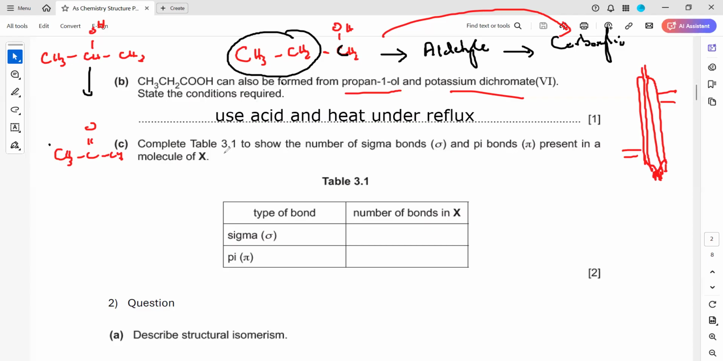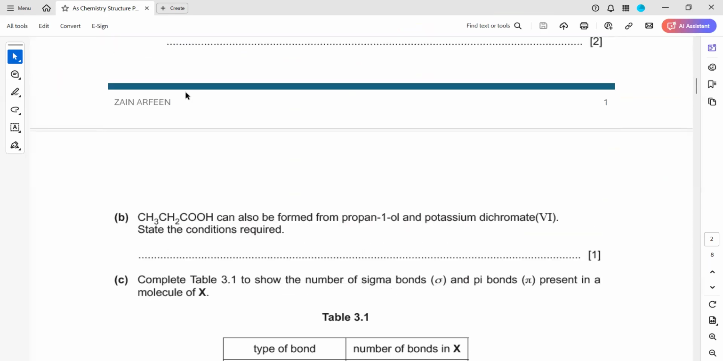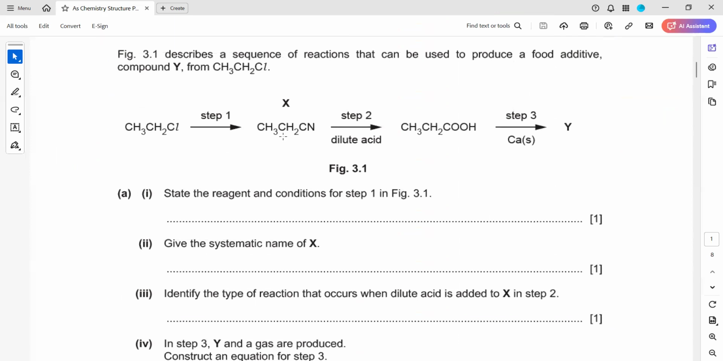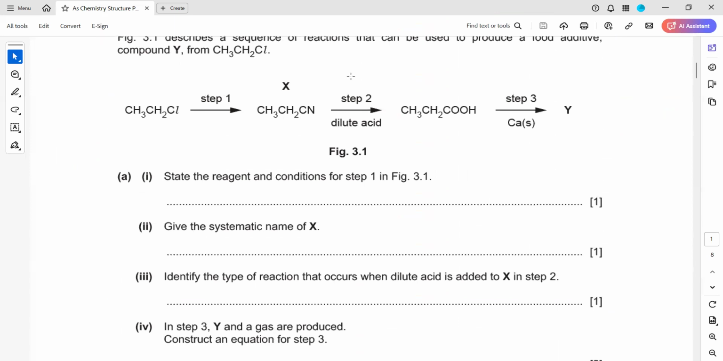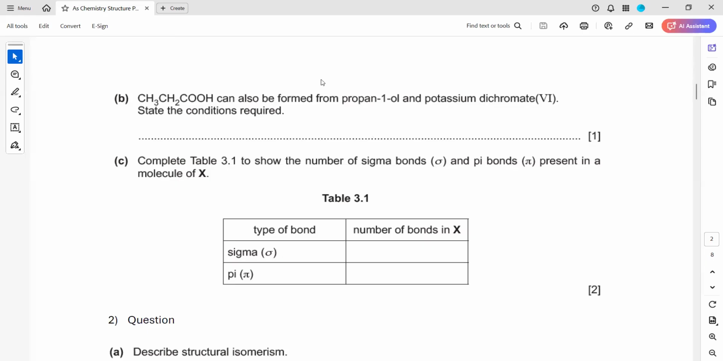The next: complete table 3.1 to show the number of sigma and pi bonds present in a molecule X. So this is molecule X. If we draw the structure of molecule X, which is propanenitrile, prop means 3 carbon atoms are there.